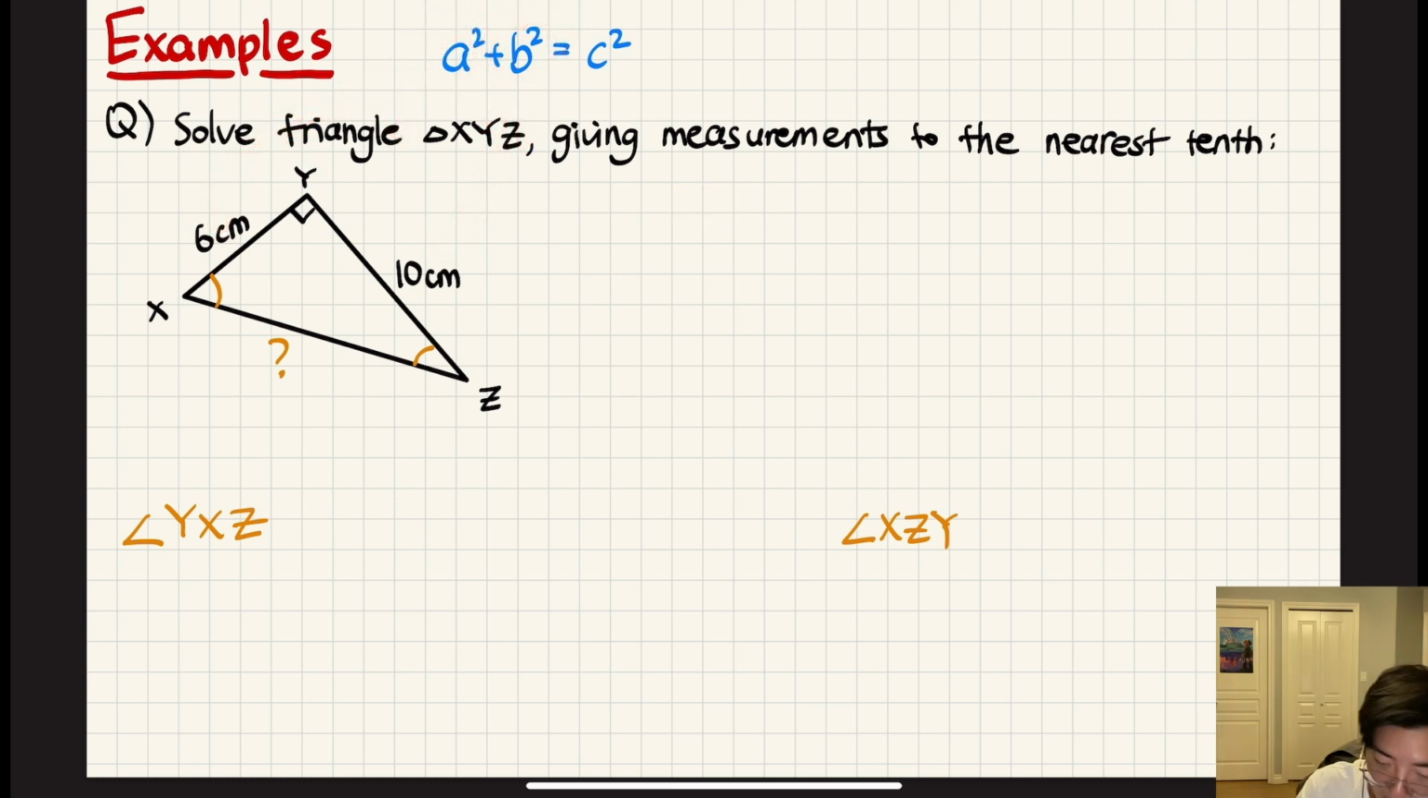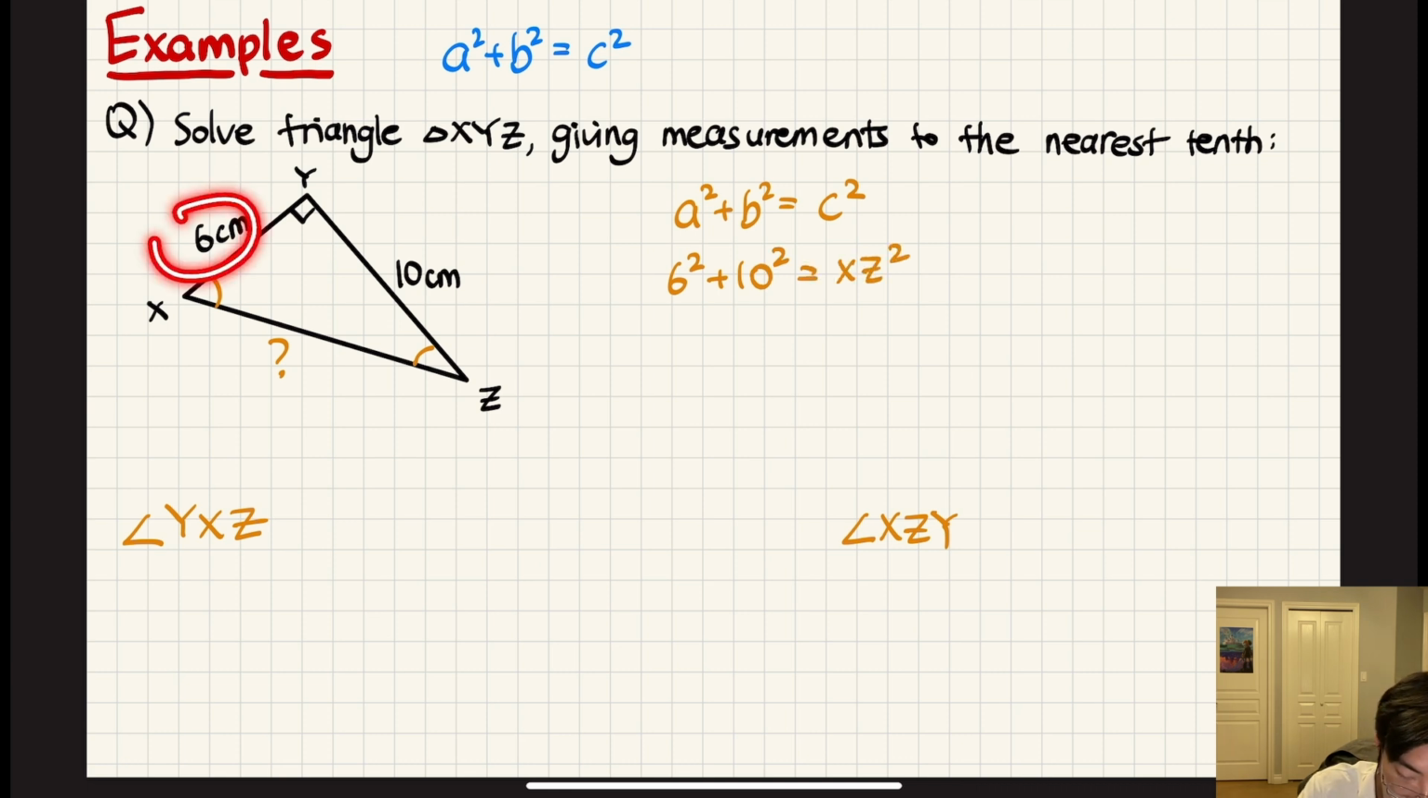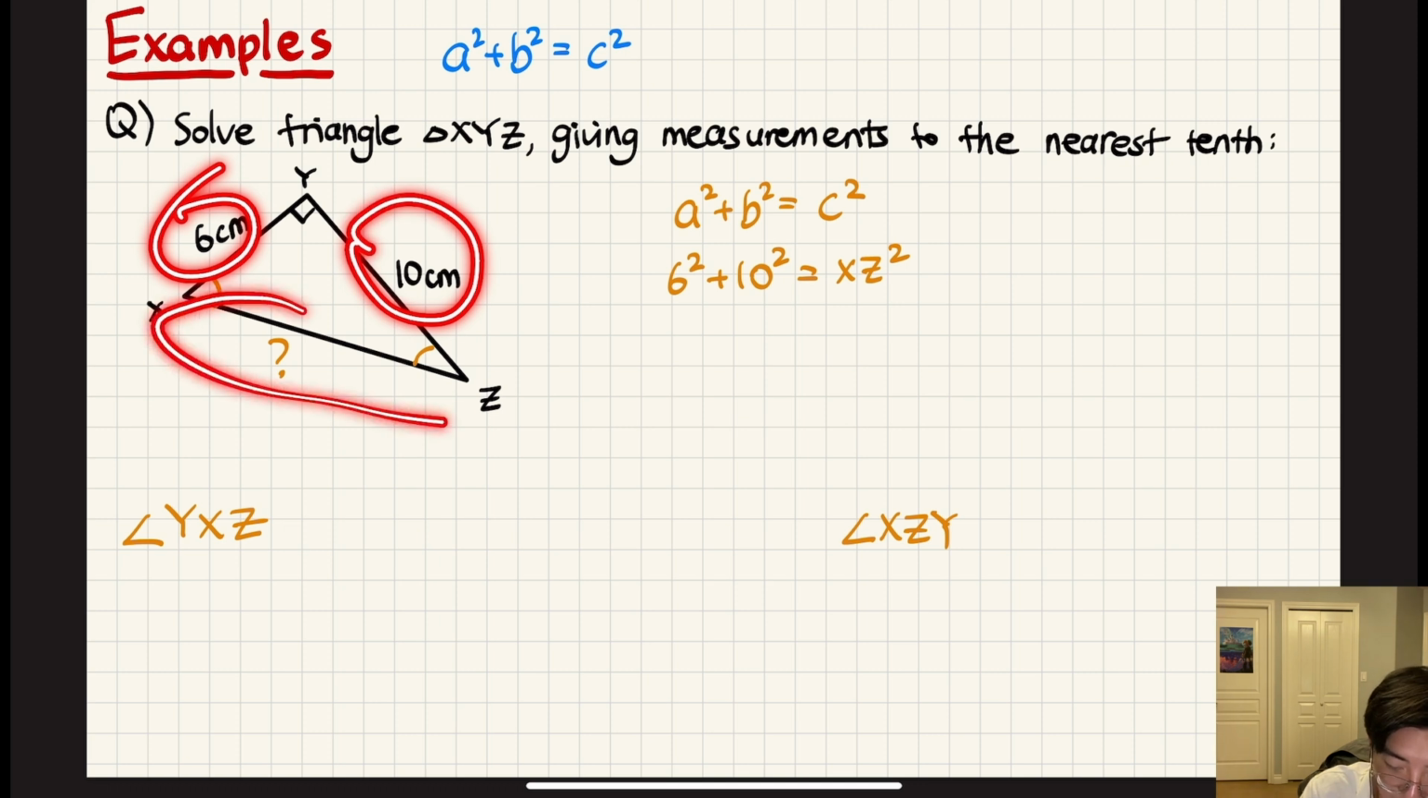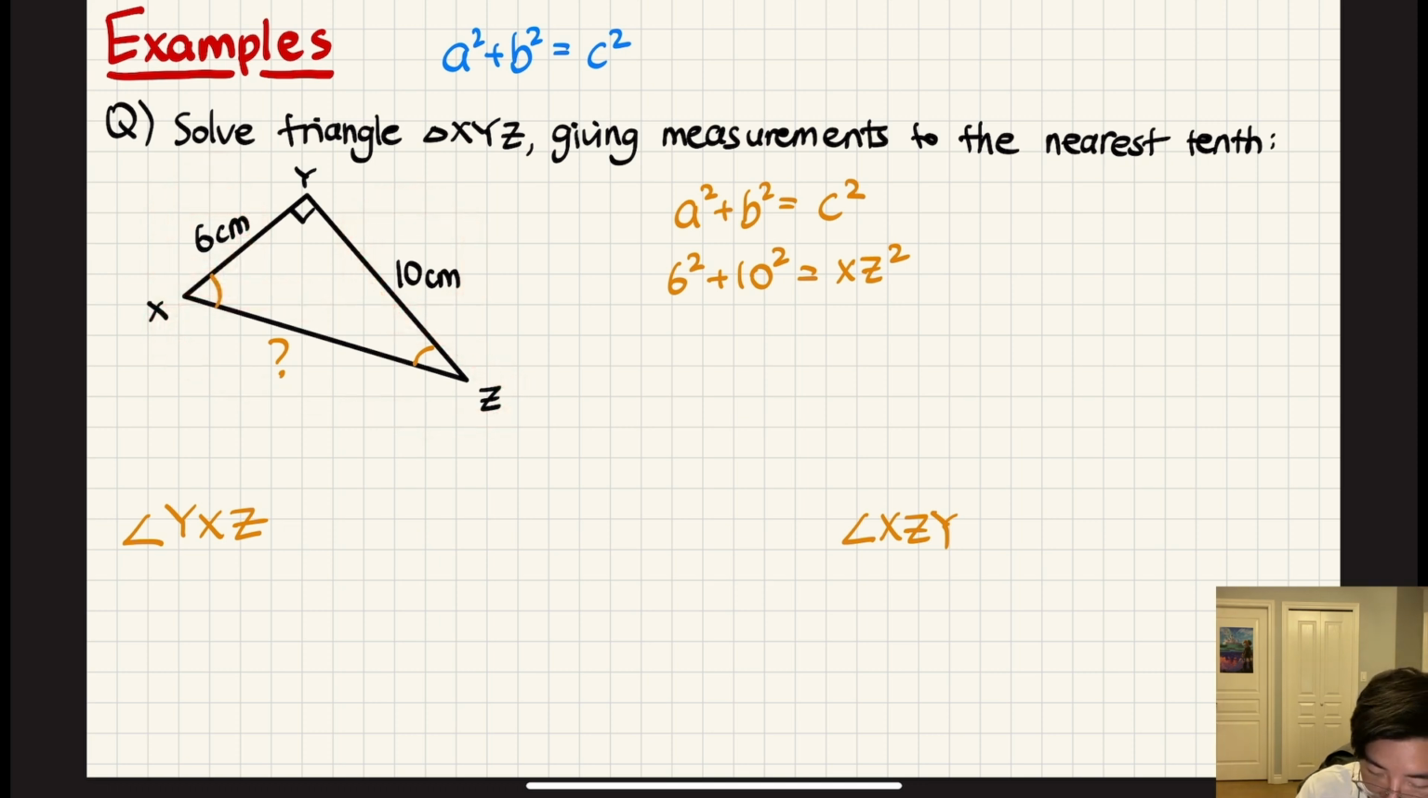In order to solve XZ, we have again a squared plus b squared equals c squared. This is saying 6 squared plus 10 squared equals XZ squared. So this length squared plus this length squared equals XZ squared. We can write it out as 36 plus 100 equals XZ squared. So 136 equals XZ squared.